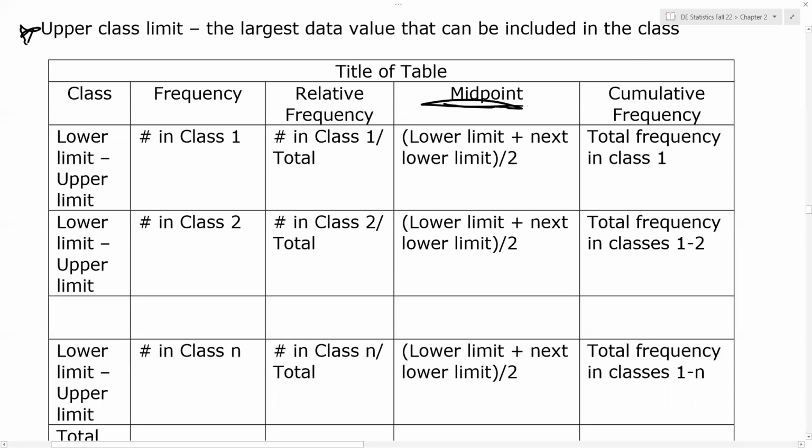And so the midpoint is found by averaging consecutive lower limits. Most of the math that we're going to do that involves class limits is going to be based off of consecutive lower limits. So it would be this number here and this number here. We go from lower limit to lower limit, and that's how we find midpoints. We go lower limit to lower limit, then divide by 2.